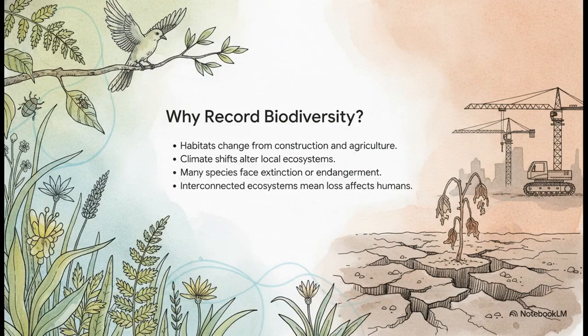And honestly, the stakes here are surprisingly high. Why does this matter? Well, as habitats constantly shrink, mostly due to construction and agriculture, and as the climate keeps shifting, your register actually becomes a critical historical record. Ecosystems are deeply intertwined, right? So the loss of even a seemingly random weed or a tiny bug can send a massive ripple effect all the way up the food chain to us humans. You aren't just taking notes, you are literally documenting history.